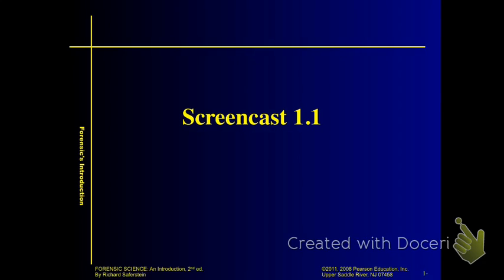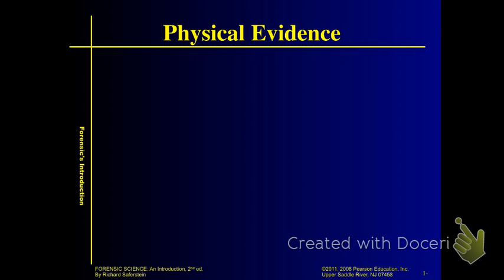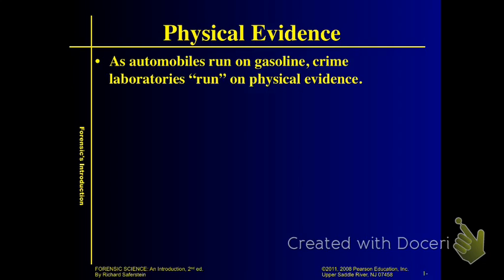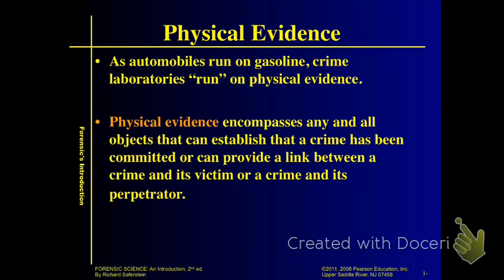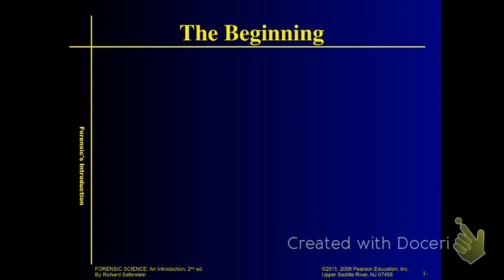And the first thing that we're going to be talking about is what is physical evidence. Crime labs run on physical evidence, meaning that they don't have anything to do unless there's physical evidence. Any and all objects that can link a crime and a victim, or a crime and the person who committed the crime, is called physical evidence.